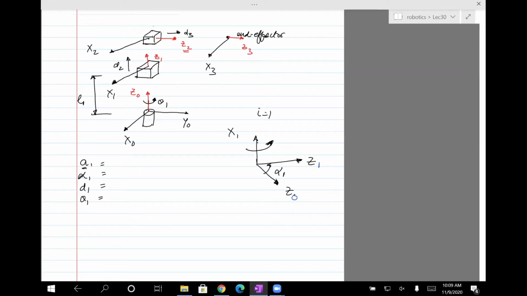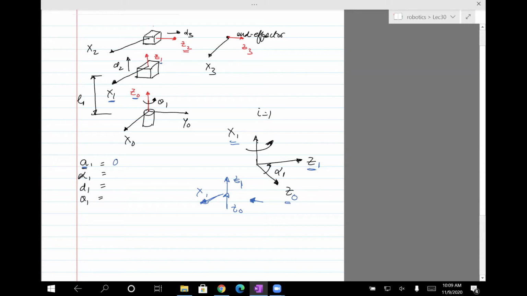Okay, so I think I'm all set now. A1 is the distance between Z1 and Z0 along X1. So Z1 is here, Z0 is here, and I'm going to find the distance along X1. Z1 is like this, Z0 is parallel to Z1, and the axis X1 is this way. If you view this from the right, since Z0 and Z1 are parallel to each other, the distance along X1, along this direction, is going to be 0. So that's 0.